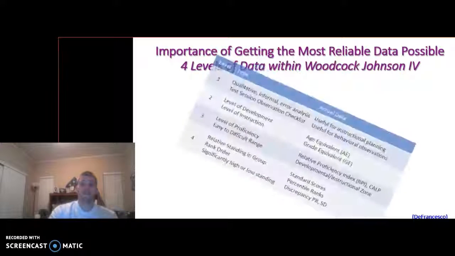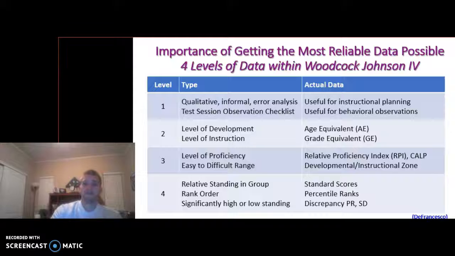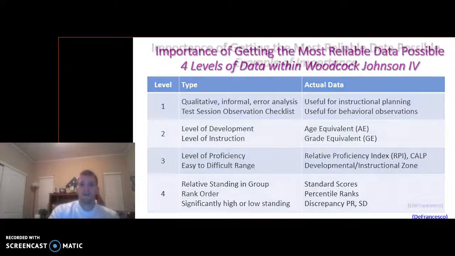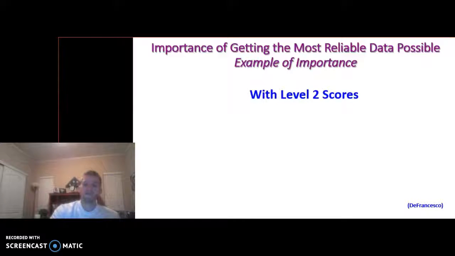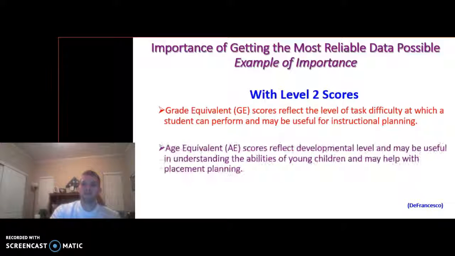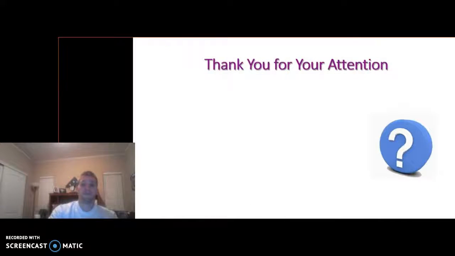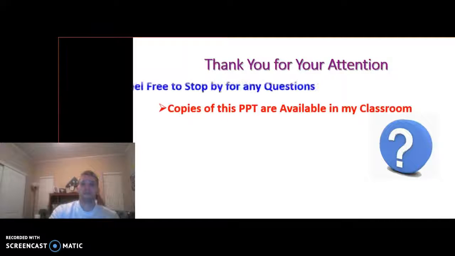The importance of getting the most reliable data. Again, there's 4 levels of data within the Woodcock-Johnson, and they are accumulative, so they build off one another. Taking a closer look at level 2 scores, they're going to cover the grade equivalent, which reflects the level of task difficulty at which a student can perform and may be useful for instructional planning. Age equivalency scores reflect developmental level and may be useful in understanding the abilities of our students and can help with placement planning.